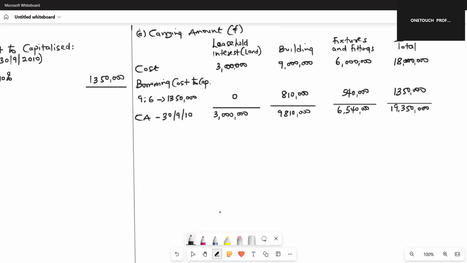Would you be wrong if you do it for the building example, maybe 9 million over 50 million times 1.35 million? Oh, that's the correct thing. Okay. The 9 million is to 6 million. Okay. So depreciation.